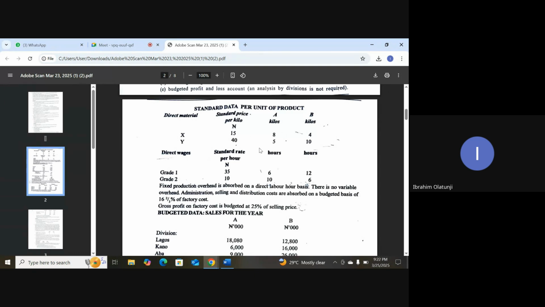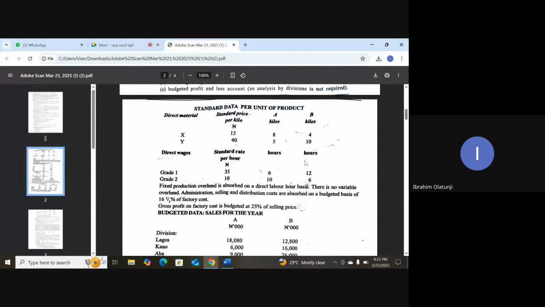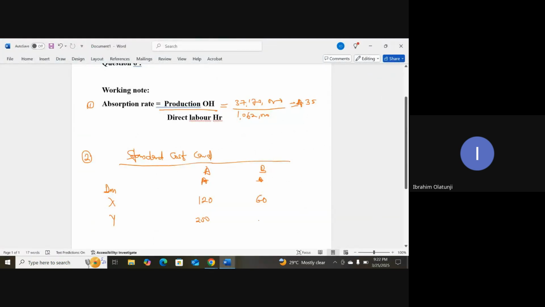So for material Y, 5 kilos and how much? 40 naira. So 40 times 5, we have 200 naira. And for B, he uses 10 kilos at the rate of 40 naira. That gives us what? 400.